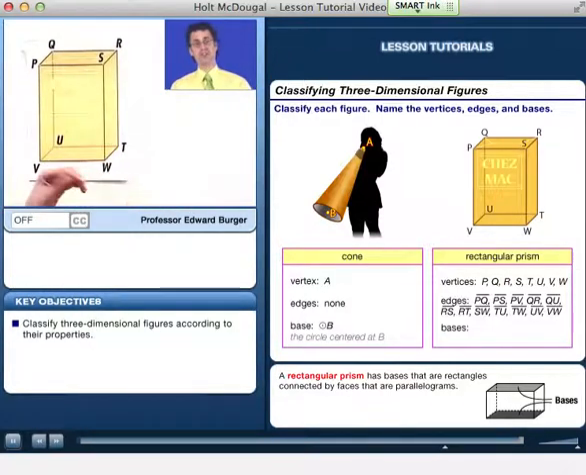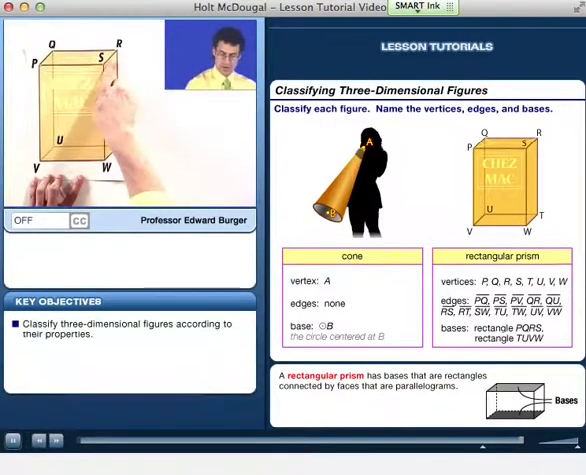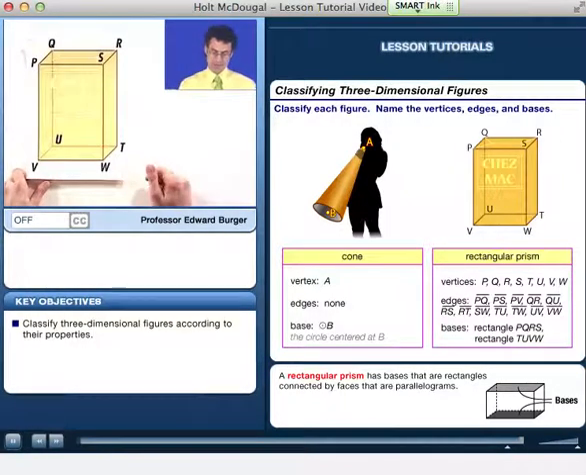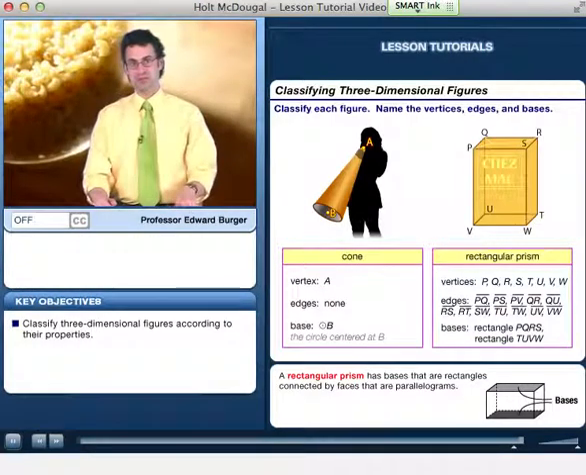Now, there's also another thing, which are called bases. The bases are just the bottom rectangular portion there, UVWT, and also the top, PQRS. So you can see there are lots of different components to this particular rectangular prism. Pretty cool. And next time you're looking at some cheese mac, think about a rectangular prism.